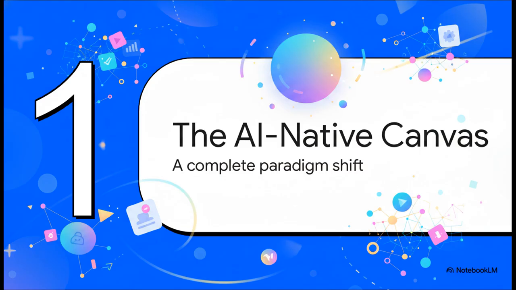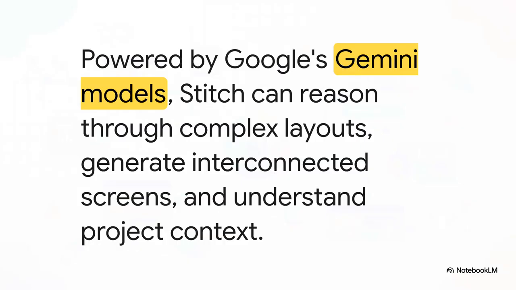So how is this even possible? Well, it all starts with the foundation. Google didn't just add AI features to an old tool. They rebuilt Stitch from the ground up as an AI-native infinite canvas. That means the AI isn't a bolt-on, it is the workspace. It's your creative partner right from the start. And the engine driving all of this? That's Google's advanced Gemini models. This is what lets Stitch go way beyond just drawing shapes. The AI can actually reason through an entire user flow, generating multiple screens that are all connected and make sense together because it understands the context of what you're trying to build.